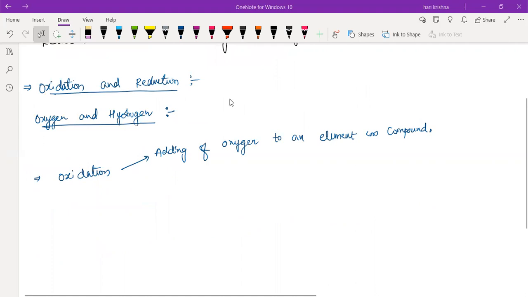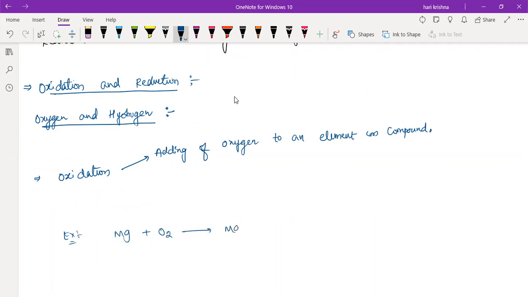So oxidation means what? Adding of oxygen to an element or the compound. If you take an example, is it an oxidation process or not? Yes, sir. 2Mg plus O2 gives 2MgO. If you open the textbook, this will be the first diagram in the CBSE first chapter: burning of magnesium ribbon. Whenever the magnesium ribbon burns in the presence of oxygen, it produces magnesium oxide. So magnesium is undergoing oxidation, that means adding of oxygen to the magnesium, forming magnesium oxide.